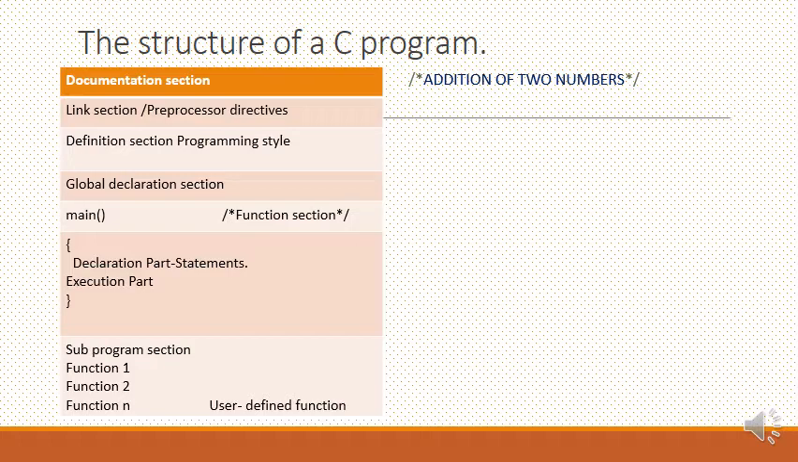Next is called the link section. Link section, we are going to say that it is library functions. Actually, C is a set of library functions. Whenever you are writing the program, you have to write the libraries. In the main program, we are using some statements. To execute those statements, we link our program to the library functions. Those you have to write here.